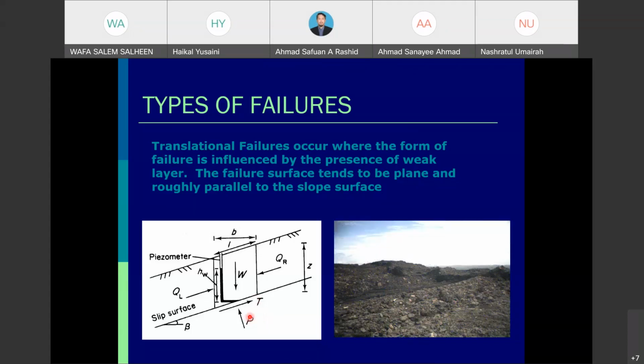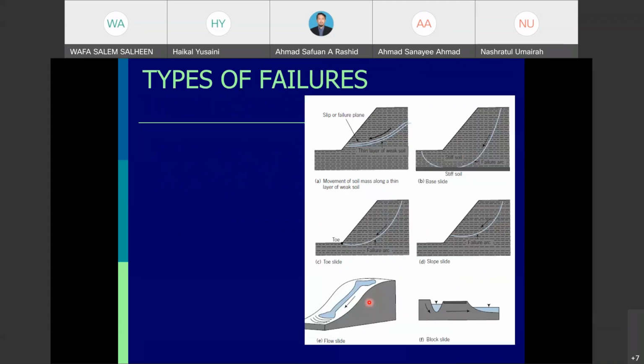So this example shows that a movement happened in this particular area, because it doesn't have any geometry, it's not easy to identify. So there is another type of failure, which I share in this diagram.